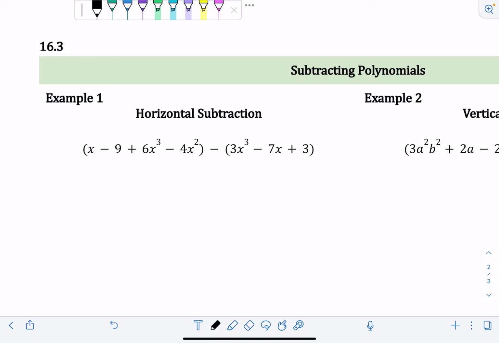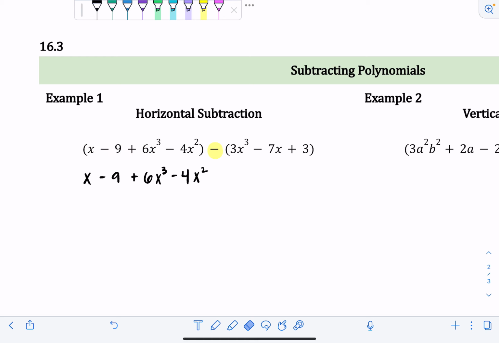So the way that we change it to an addition problem is, so our expression, x minus 9 plus 6x to the third power minus 4x squared, and then close parentheses, and then minus, we have to recognize that minus, and then 3x to the third power minus 7x plus 3. So we change it to an addition problem by distributing the negative. So what that means is that everything in the first parentheses we just copy down. So it'll be x minus 9 plus 6x to the third power minus 4x squared.